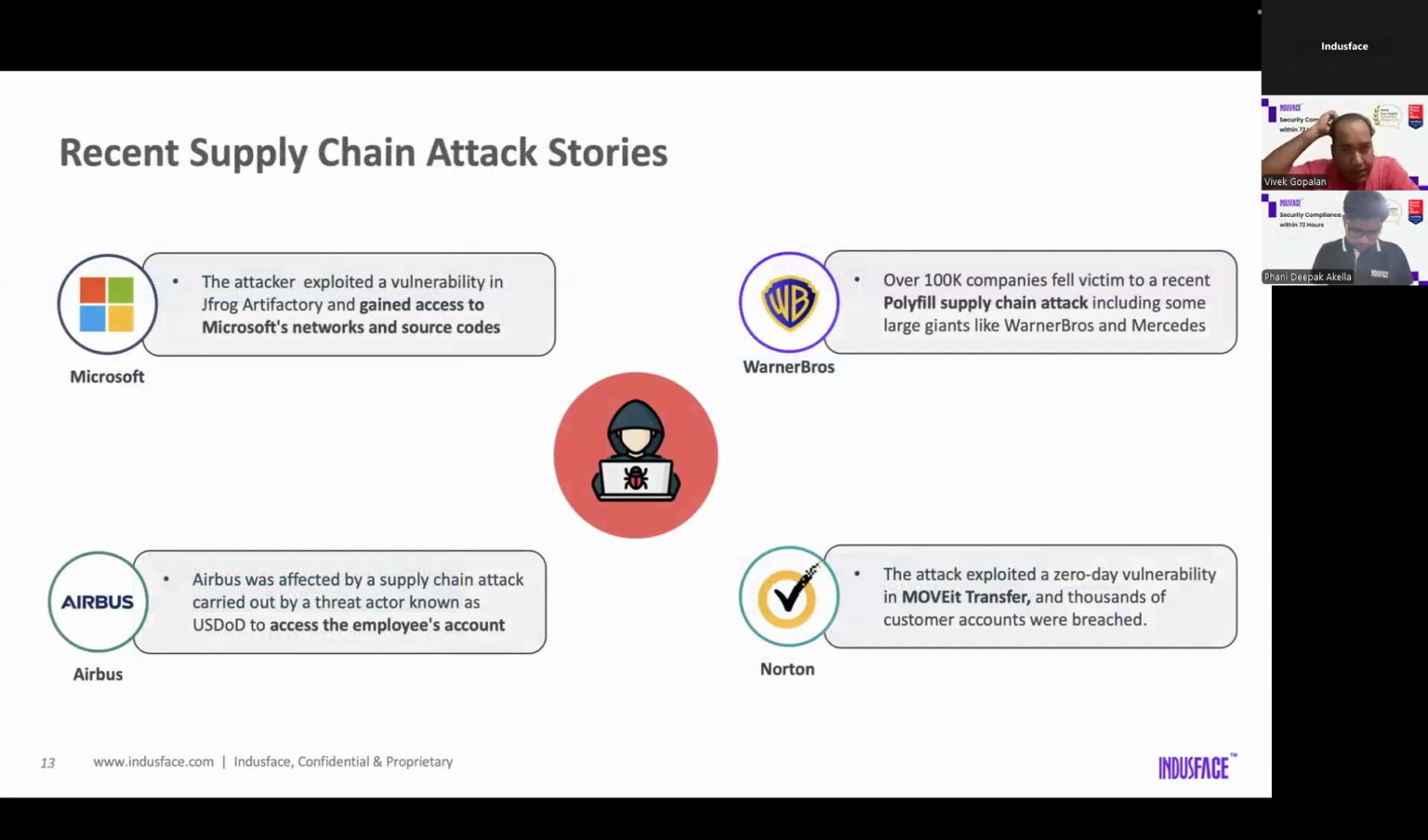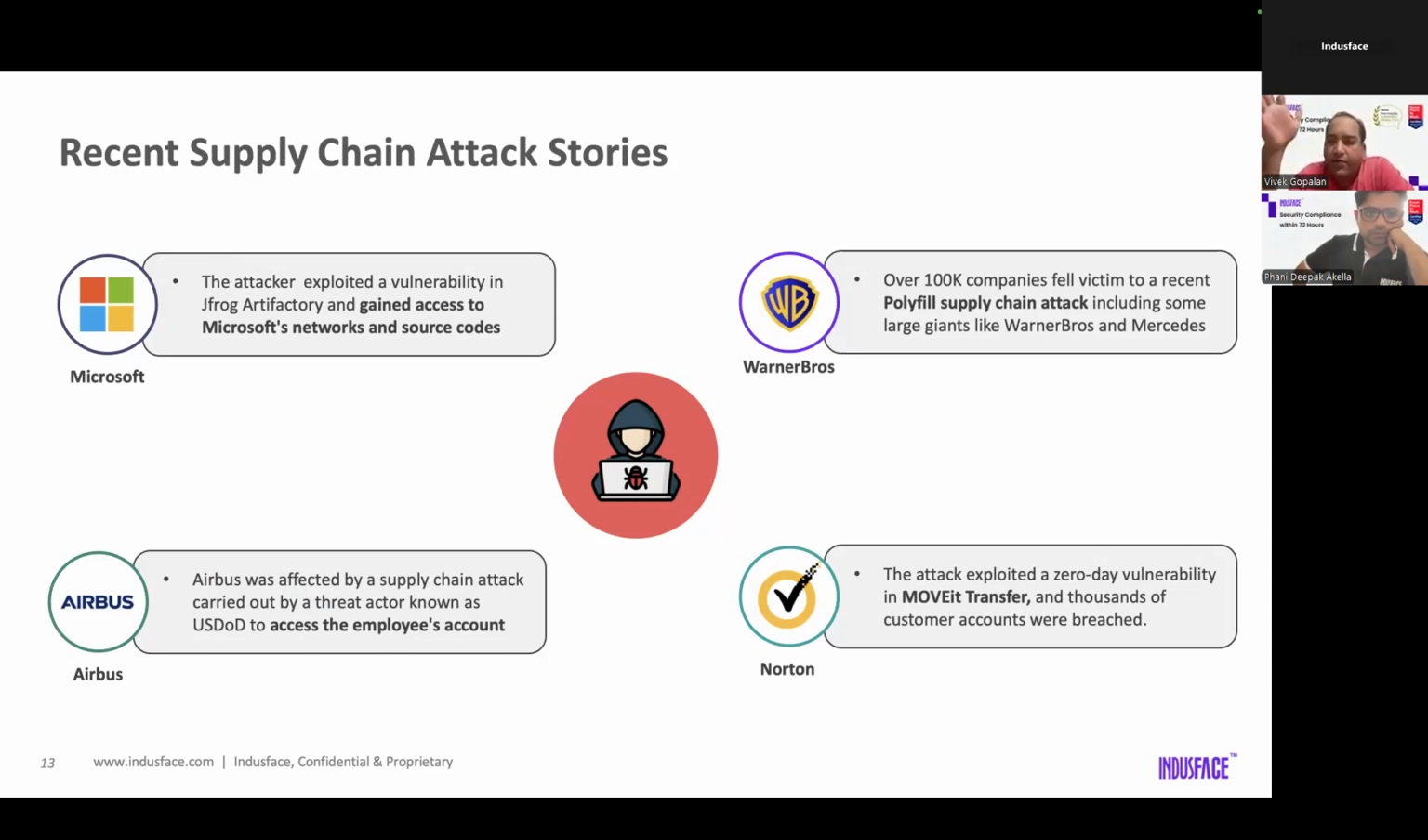Some of the recent studies or attacks around this are shown here as examples. The major reason for showing this is that no matter whether you're big or small, everyone is prone to these types of attacks. You might be aware of the polyfill JavaScript vulnerabilities. That was a supply chain attack, and because of it, a lot of big brands were compromised, including Warner Brothers and the like.